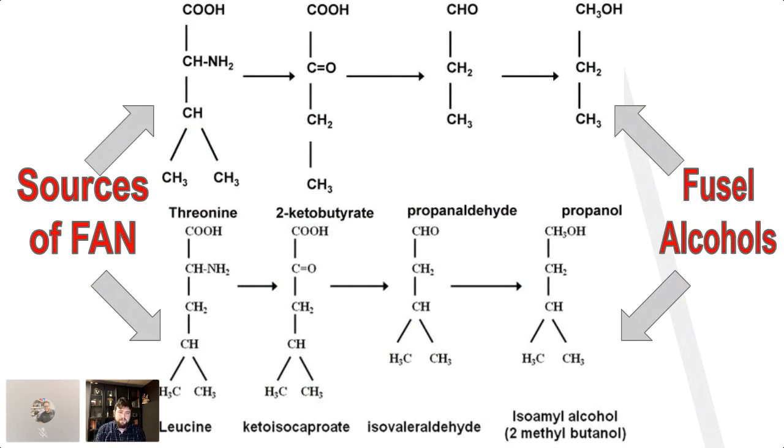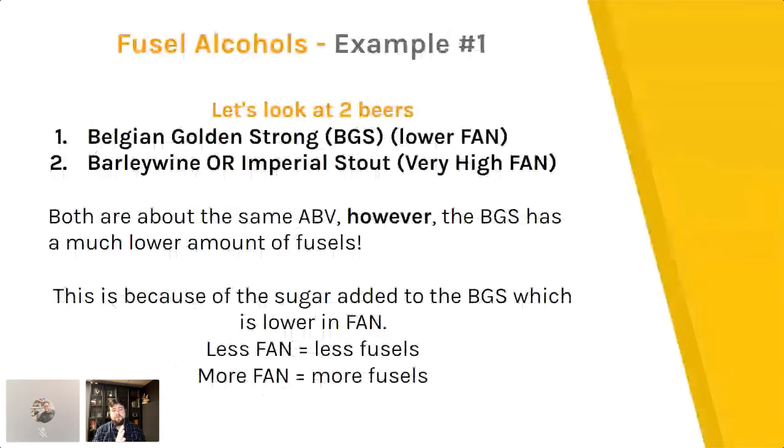Not ideal. So what I want us to do is look through two different examples. The first one here is kind of a high ABV runoff.